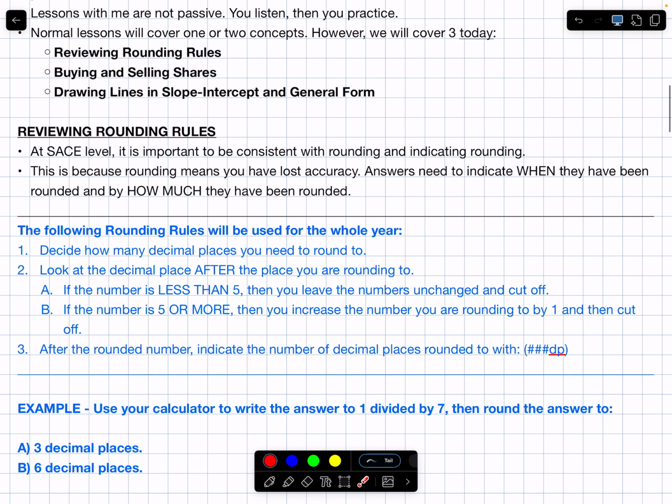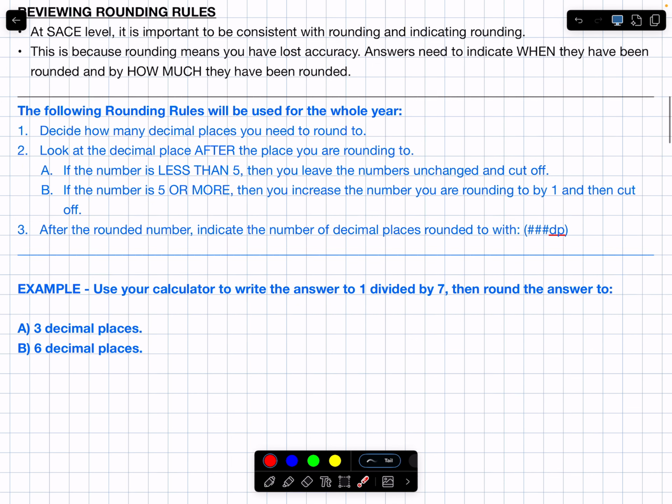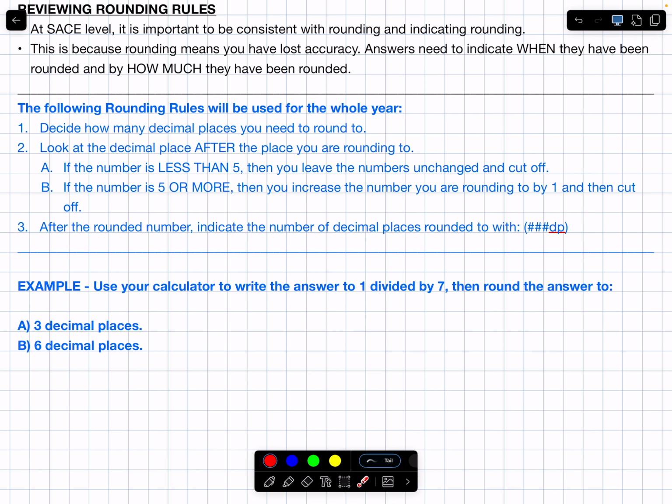So I need to review rounding rules because unlike in Methods where you have to do something called significant figures, okay, as long as we round to a certain number of decimal places, usually 2, and you tell me how you rounded, that's it. They don't care that much at this level of maths. So the following rounding rules are going to be used for the whole year. You need to decide how many decimal places you need to round to at Year 12 General Maths, usually 2, okay?